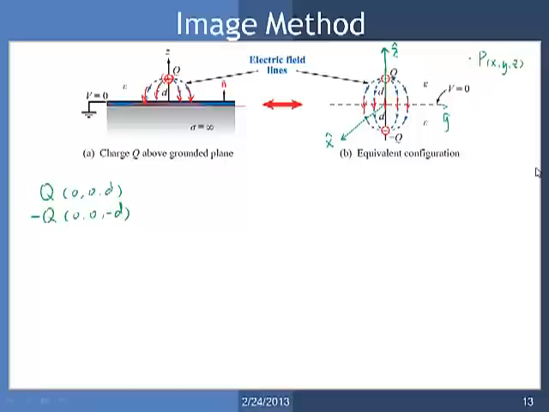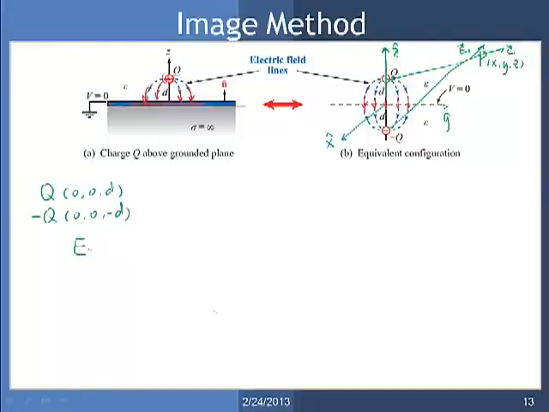The total electric field at point P would be the vector sum of the electric field due to charge q, which we call E1, and the electric field due to charge minus q, which is the image charge, which we would call E2. Complete my drawing here.